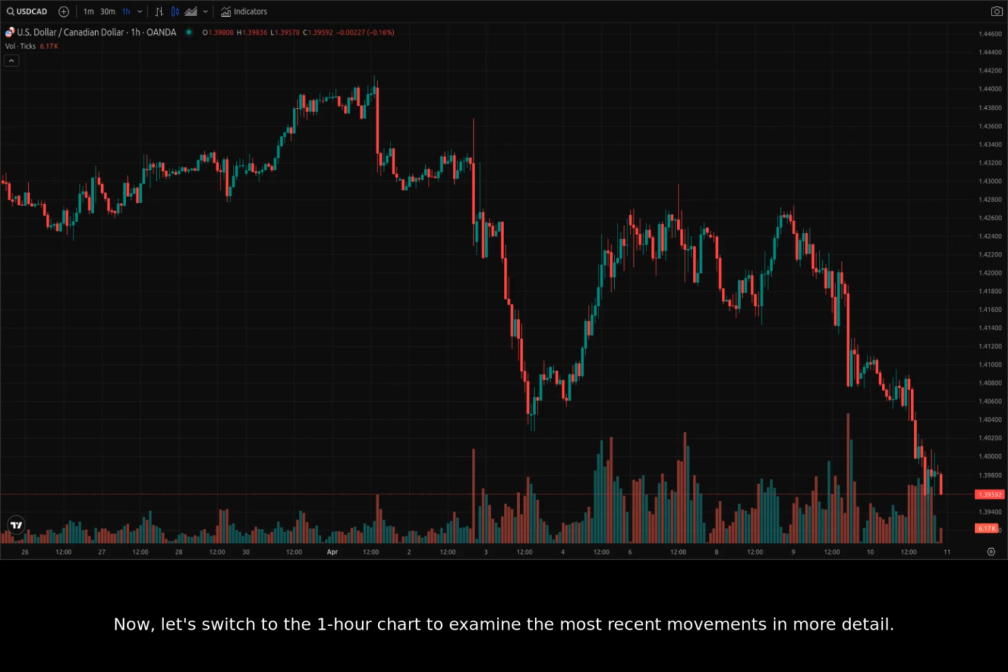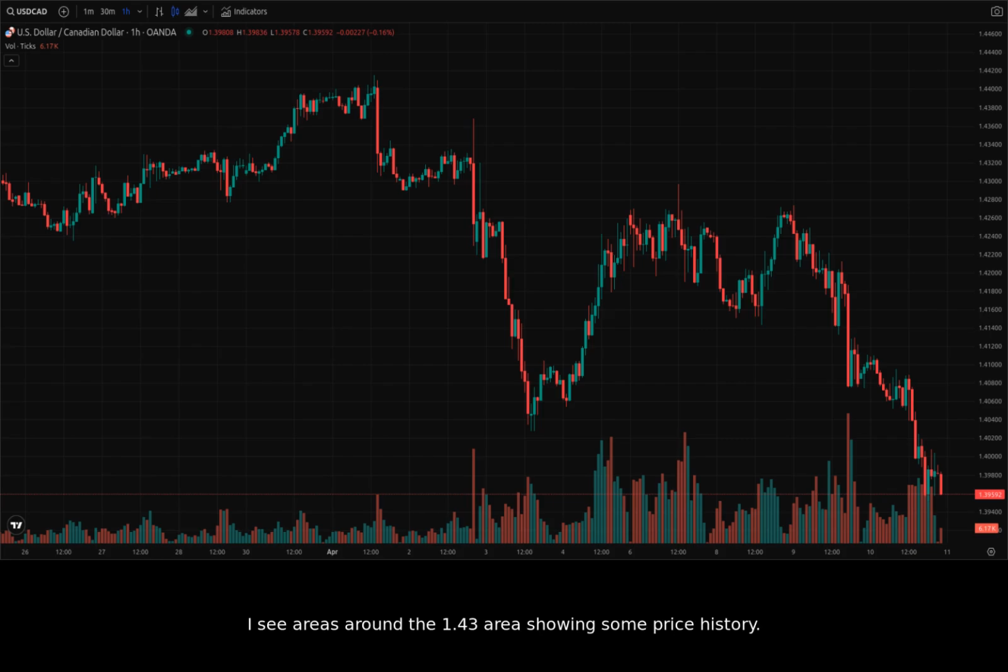Now, let's switch to the 1-hour chart to examine the most recent movements in more detail. The hourly chart shows the immediate impact of the news, with a clear downward trend. We can see increased volatility around major news release times. Scalp and intraday traders are advised to focus on the 8 a.m. Eastern Standard Time to noon timeframe for optimal profit.